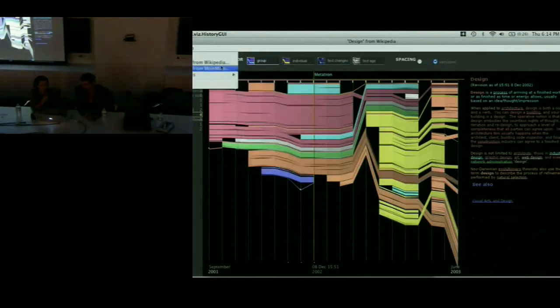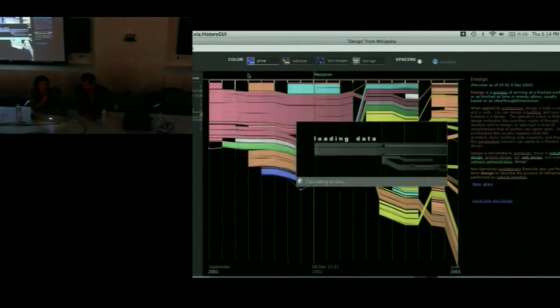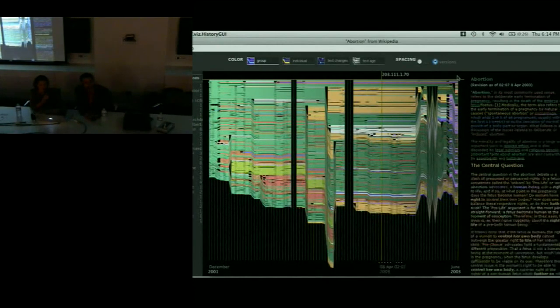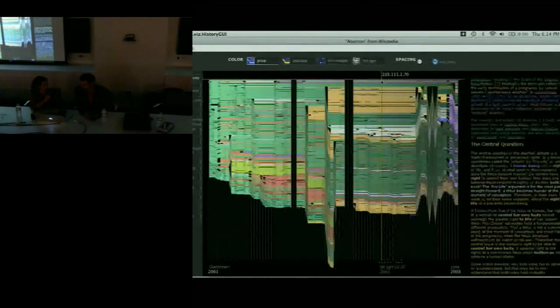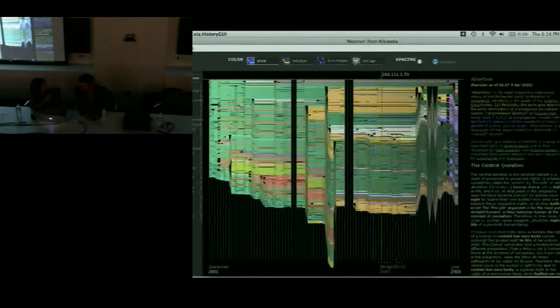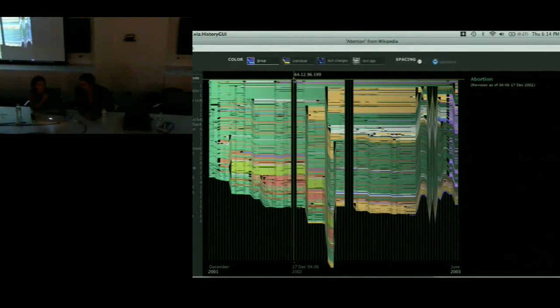So what I can do is look at slightly more controversial topics, such as abortion. Let me bring my wand here. This is a really, really long article that goes on forever. But the interesting thing here is that I have these black gashes on the visualization. What this means is that at some point, the entire article was deleted. Someone just vandalized the page and deleted the entire article, okay?